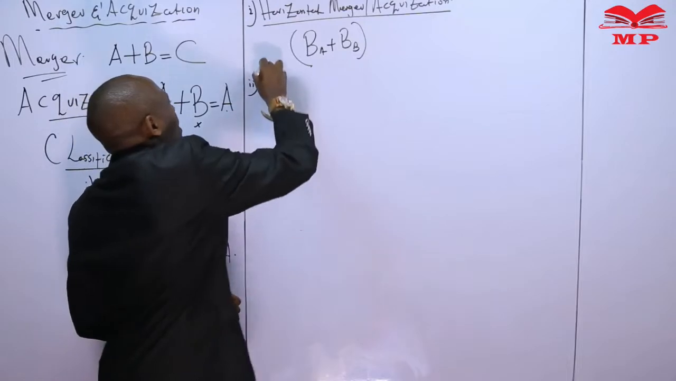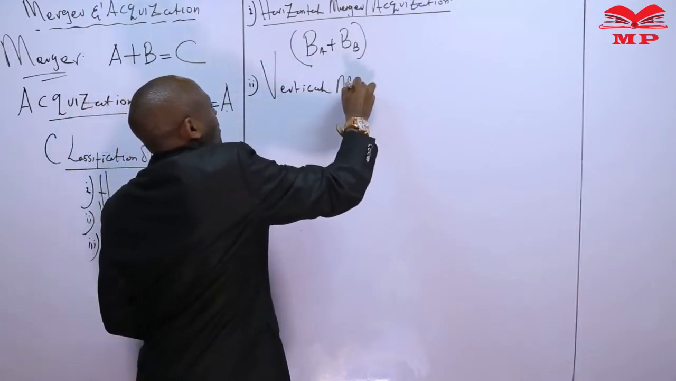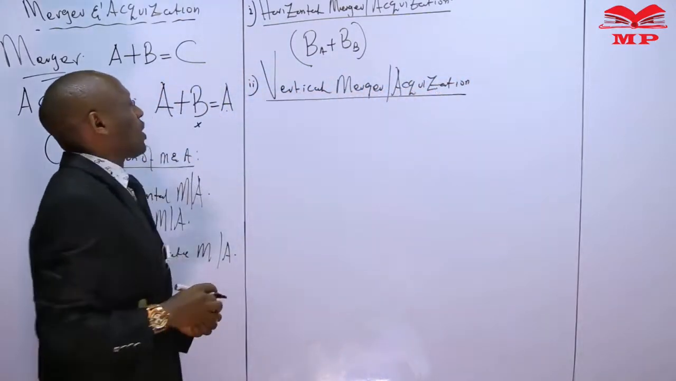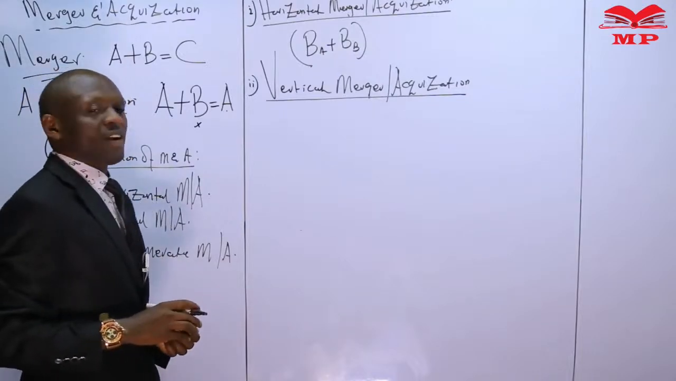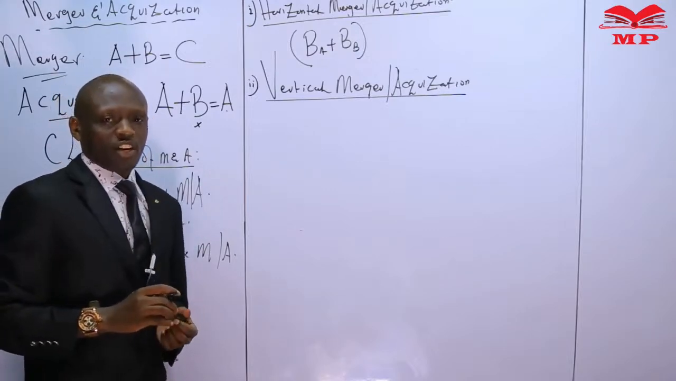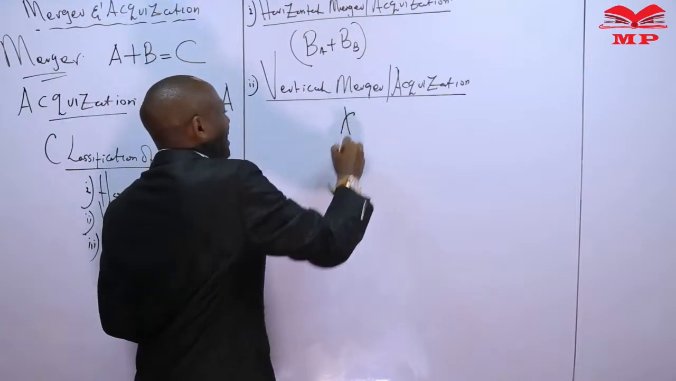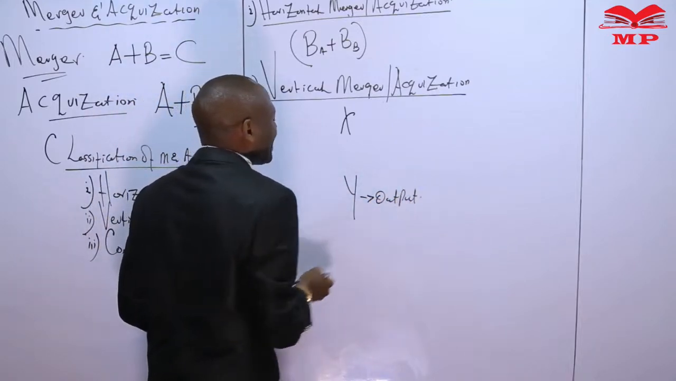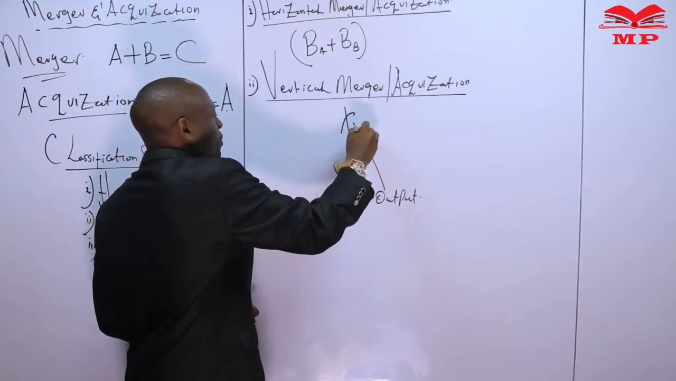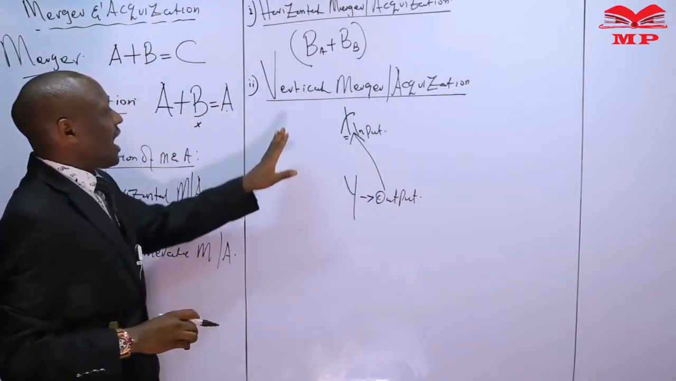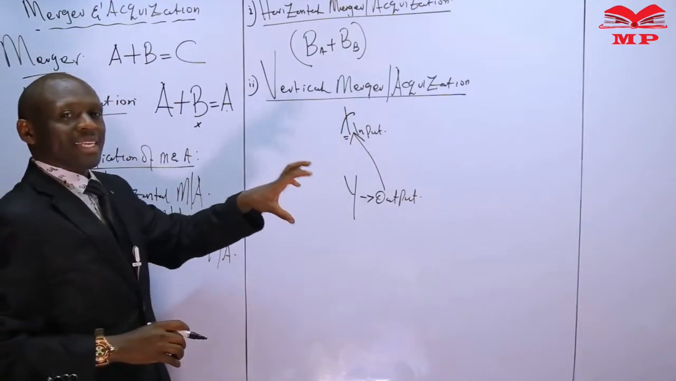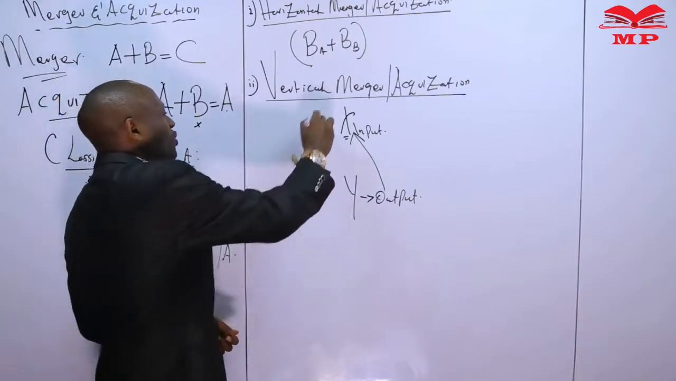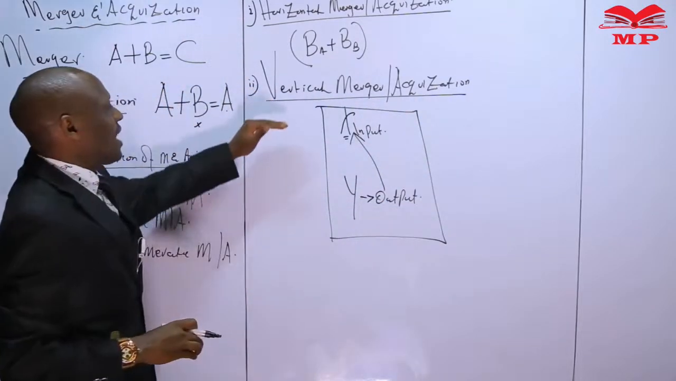Number two, we talk of the vertical merger or acquisition. In a vertical merger or acquisition, two entities at different levels of activity combine together to form a completely new entity. For example, if you have one entity X and another entity Y, the output of entity Y is an input for entity X. That is a vertical merger. Two firms which may be in the same industry, but one firm's output is an input for the other firm. In such a case, when the two firms come together, we say that it is a vertical merger.